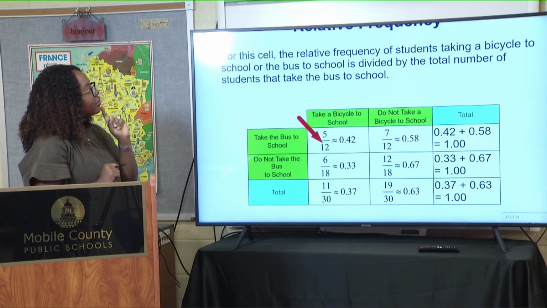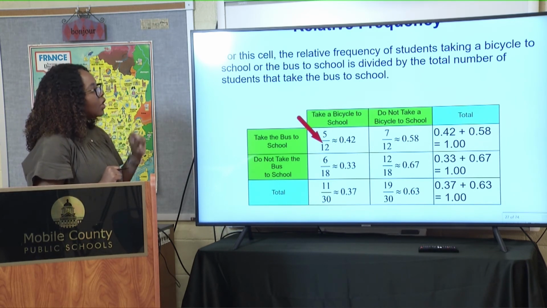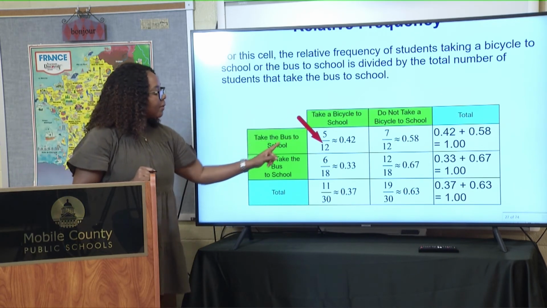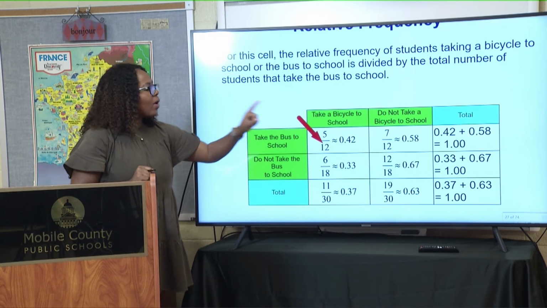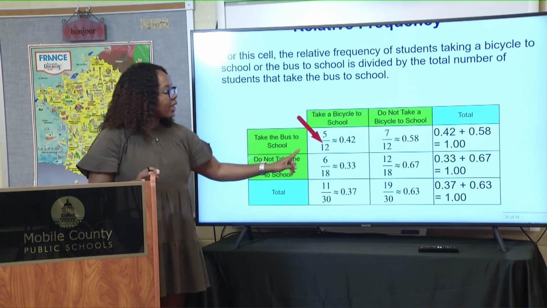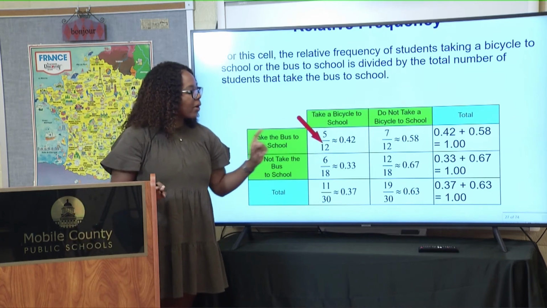So we have the students taking a bike to school or the bus to school. Students taking the bike to school or bus is 5. Well, how many students total take a bus to school? We can look over at our subtotal and we'll get 12.